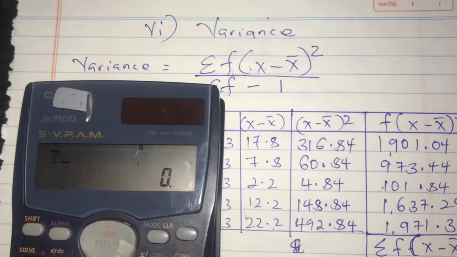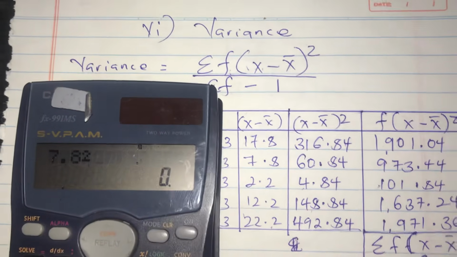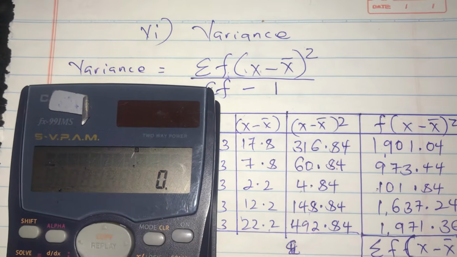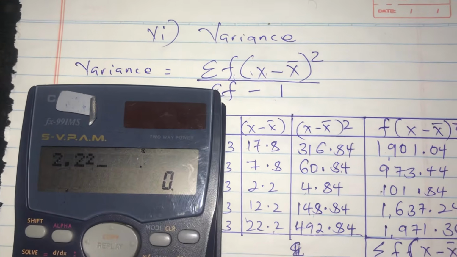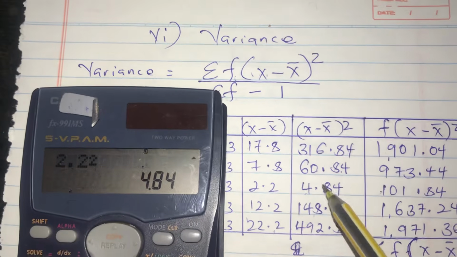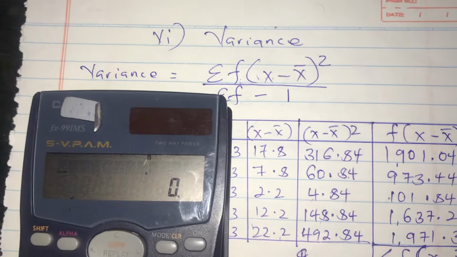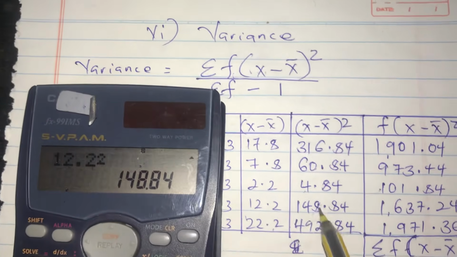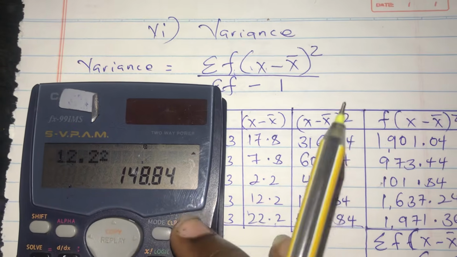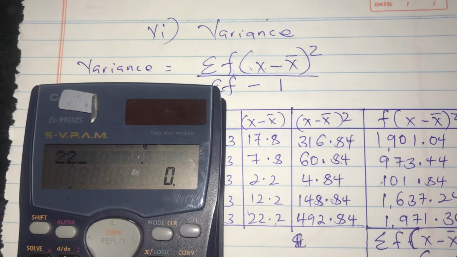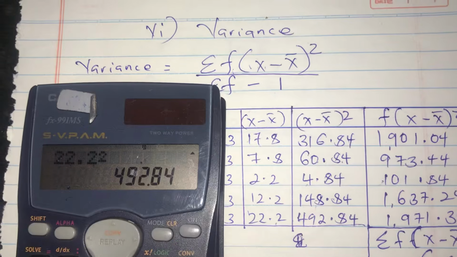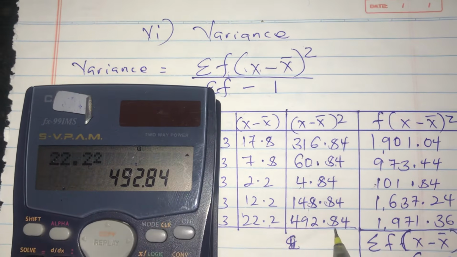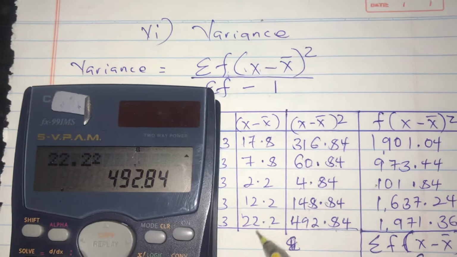Then the next, 7.8 squared, 60.84. Then 2.2 squared, 4.84. 12.2 squared, 148.84. Then 22.2 squared, 492.84, and that is x minus x bar squared. You square x minus x bar.